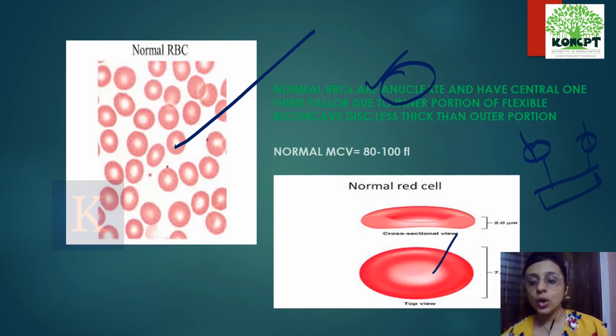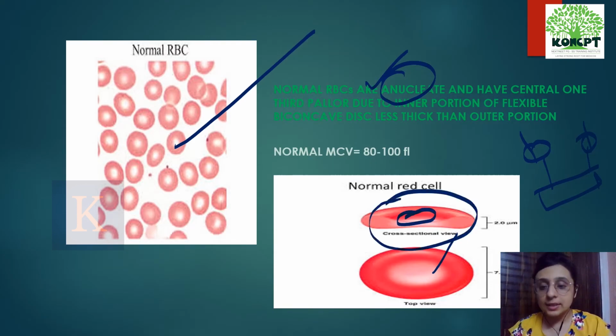That is the top view where you can appreciate the central 1/3 pallor. But if you look at the cross-sectional view, you will appreciate that the inner portion is less thick compared to the outer portion. This outer thicker portion and the inner thinner portion gives this characteristic central pallor in the normal RBCs, and also the normal MCV or the volume occupied is around 80 to 100 femtoliter. Femtoliter is the unit of MCV, you have to remember, right? So the normal MCV is 80 to 100 femtoliter.